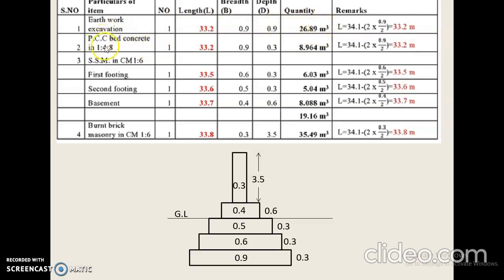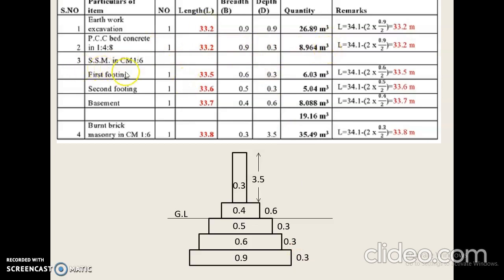Let us go for one more item of work, that is PCC bed concrete in 1:4:8. Again, this much portion you should go for the CC bed. The length remains the same and the width remains the same, that is 0.9, and the length again is 33.2 meter, and breadth of course same as earthwork excavation, that is 0.9. Now the depth of the PCC bed concrete is 0.3, and if you multiply these four items you will get 8.964 meter cube.